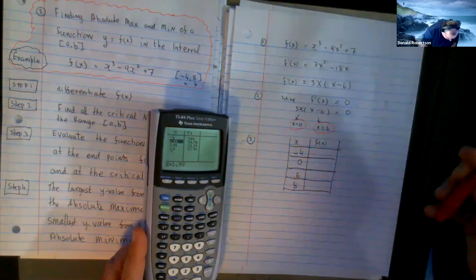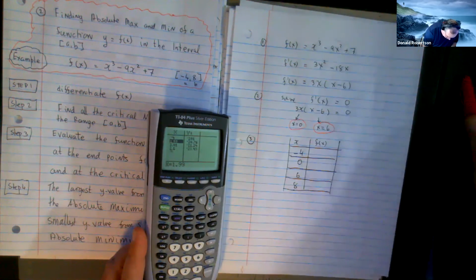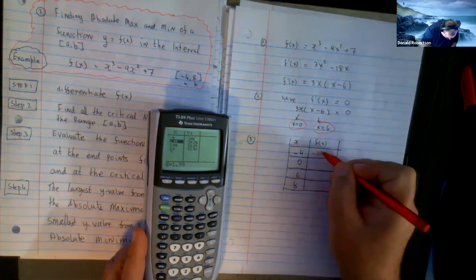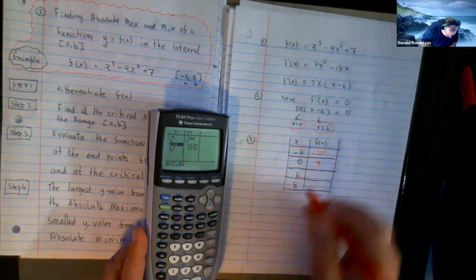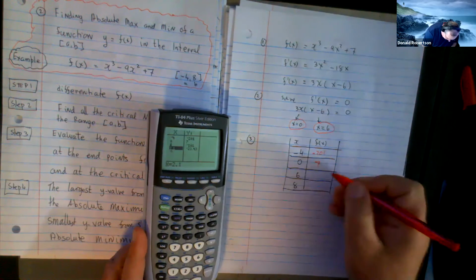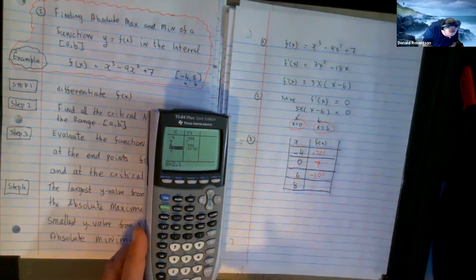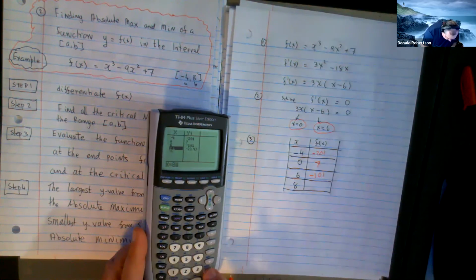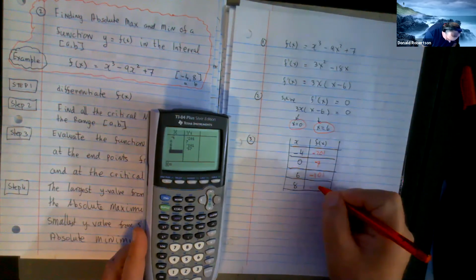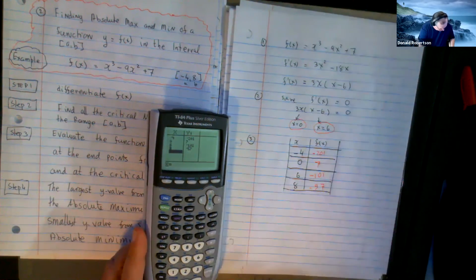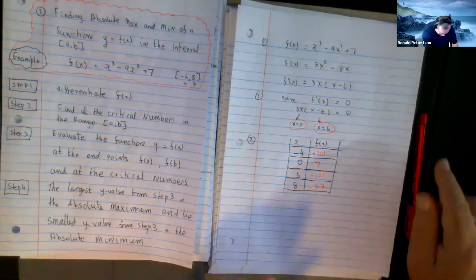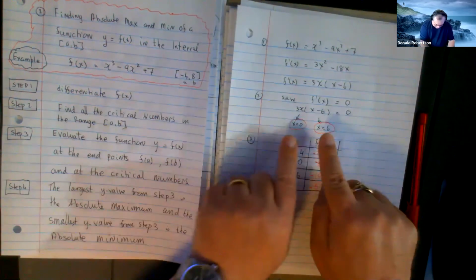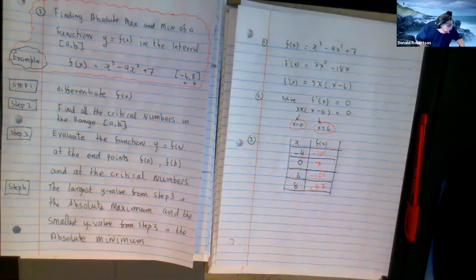And the answer I get is -201. And I'll plug in 0, and the answer I'll get is 7. And I'll plug in 6, and the answer I'll get is -101. And lastly, I'll plug in 8, and the answer I got was -57. So step 3, evaluate this function, the original function, at the endpoints and the critical numbers. Here we go. All right, almost done.